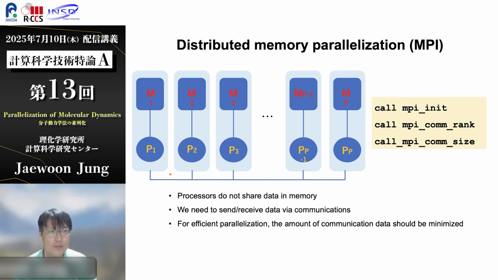So in this sense, we don't need to consider the memory access of other processors so much. But sometimes we need to understand the information of other processors' results. So in this sense, we need communication using some sending and receiving of data. And for efficient parallelization, the amount of communication data should be minimized.